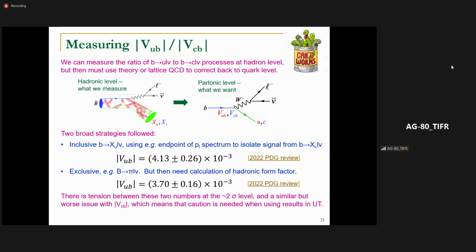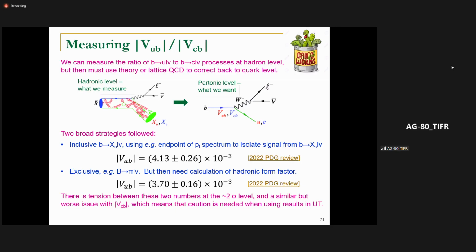So here's a W emitted, here's an electron and a neutrino. You can look at this process, and then you can look at the equivalent process involving a B decaying to a charm quark, which is the preferred way a B likes to decay. The ratio of those amplitudes will give you what you're interested in, V_ub over V_cb. That sounds simple. Of course, the problem is we don't see quarks in isolation. We see them bound in mesons, with all these gluons rattling backwards and forwards, and this makes for complications.